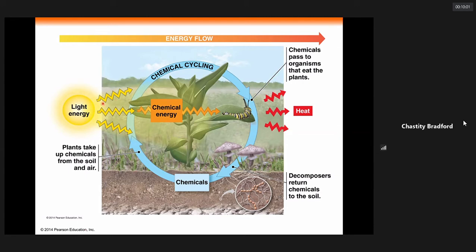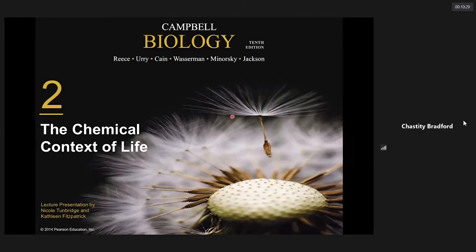When you think about chemicals, light energy, chemical energy, there are different chemicals within, for example, water and what it's composed of, the elements that are there. The plants themselves take chemicals from the soil and chemicals from the air. The chemicals are going to go into this caterpillar whenever it eats the plants, and whenever we consume things. So the chemistry of life is critical.